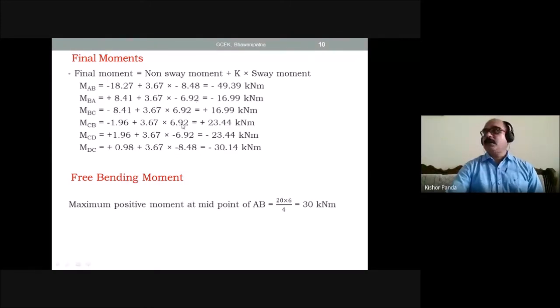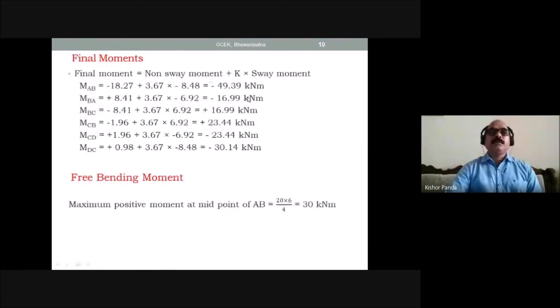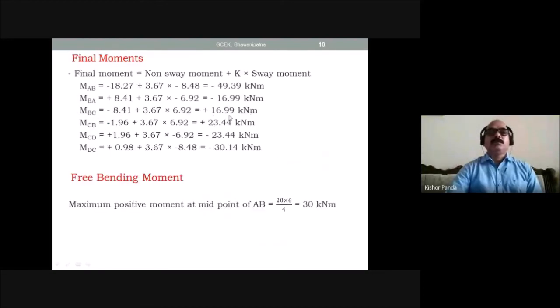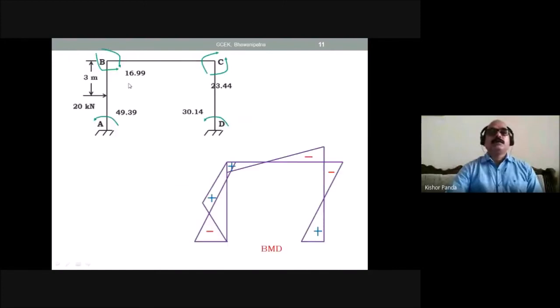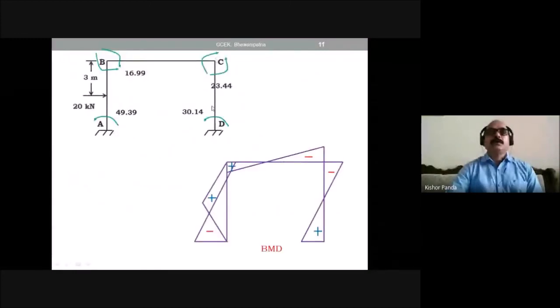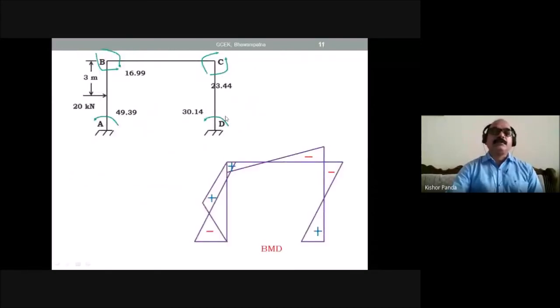So this is the final moment. After knowing the final moment, you have to give the direction of the moment. Here you see this is negative, so anti-clockwise, and MBA negative, anti-clockwise. Here also this is anti-clockwise, and MBC positive, clockwise. Then MCB positive, clockwise. Then MCD negative, anti-clockwise. Then MDC negative, anti-clockwise. So first you give the direction of the moment.